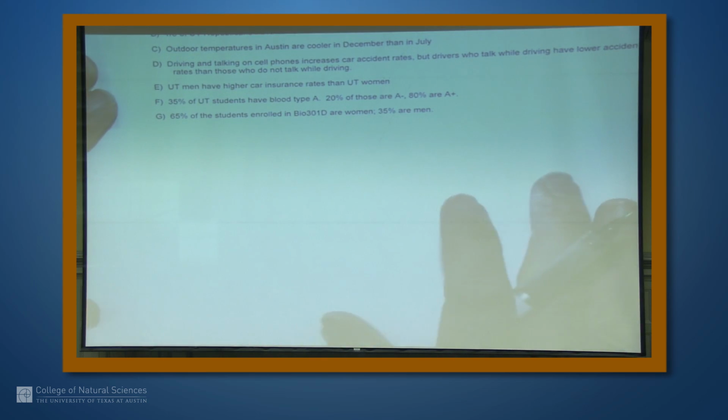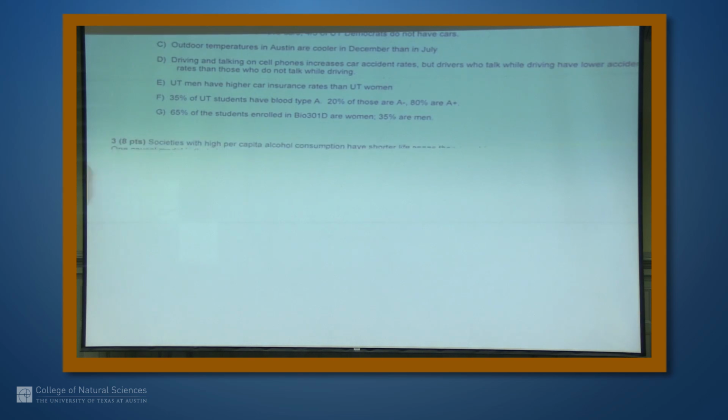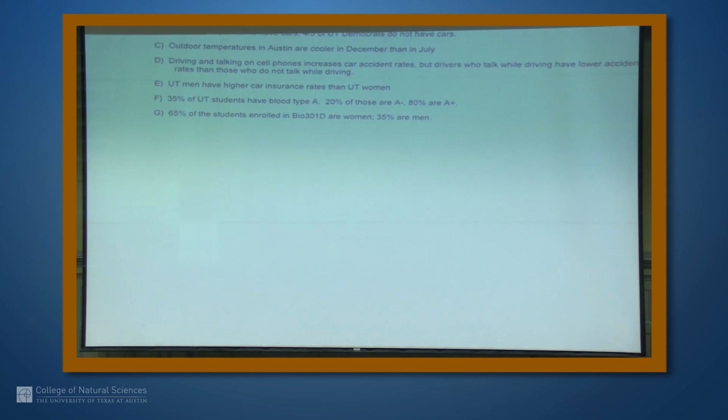So let's dissect G first of all. If we want, we can say we're going to do the population one, we can do the second method. What variable do we have in that problem?